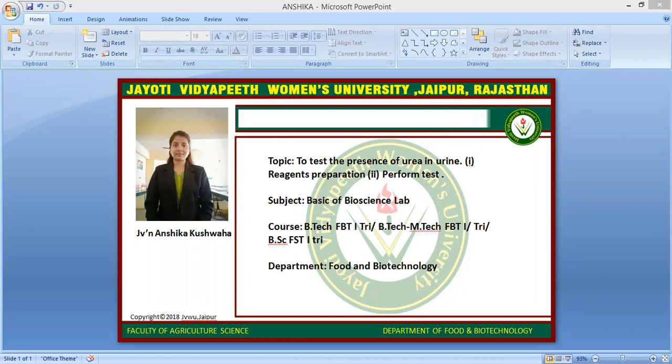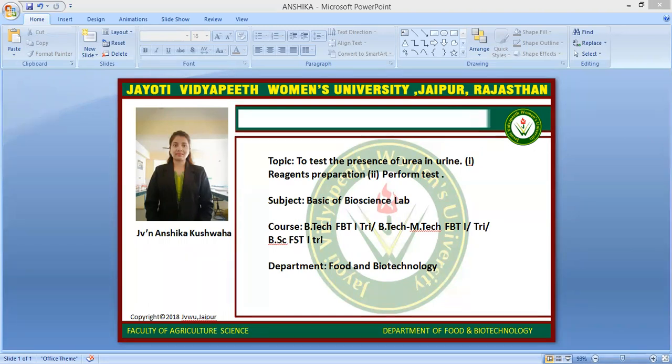Then brisk effervescence of nitrogen appears in the test tube, which indicates presence of urea in the urine. So this is how we detect the presence of urea in urine.